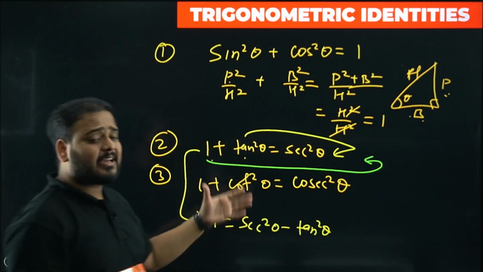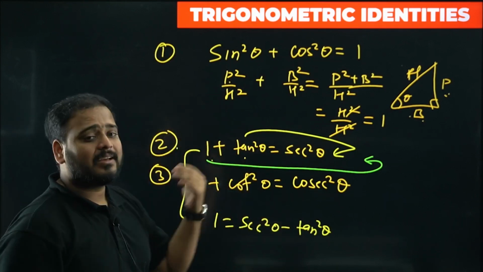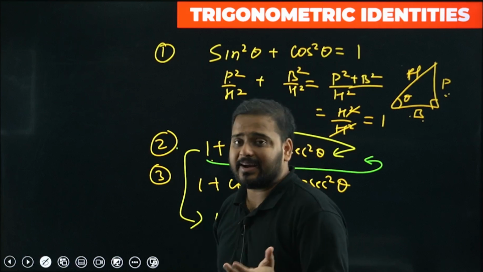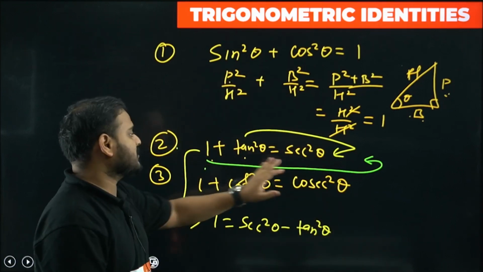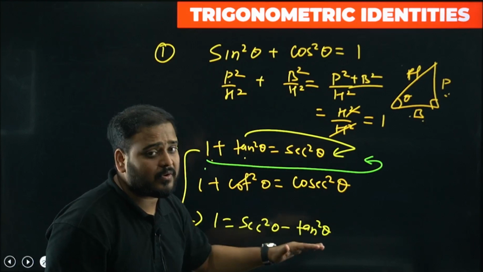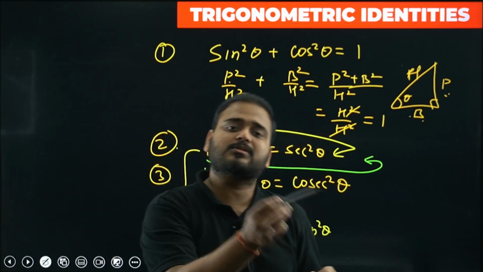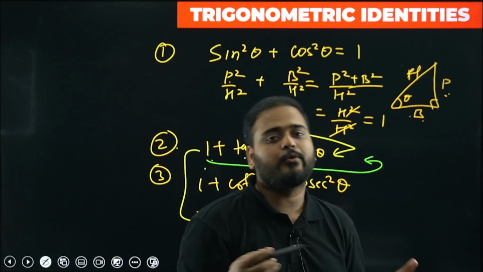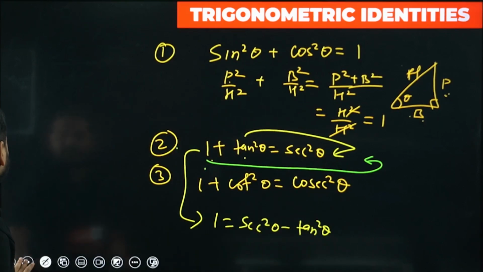So they can ask any identity in any form. Whether second, third or first, in any form it can be applied. So just remember the fundamentals: sin square plus cos square is 1, 1 plus tan square is sec square, 1 plus cot square is cosec square. Write it down wherever you are solving a question, and then you can use the form they are making you use in the particular question. Clear? Please have a look. Okay, this is it for identities, bacha.